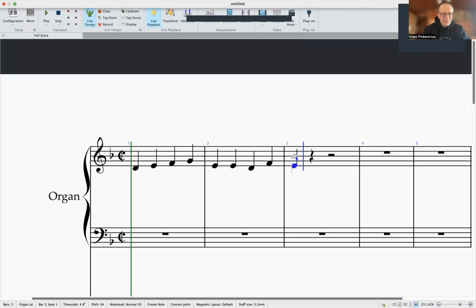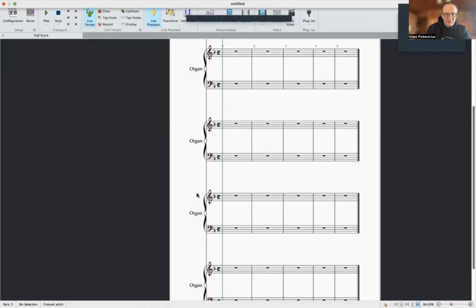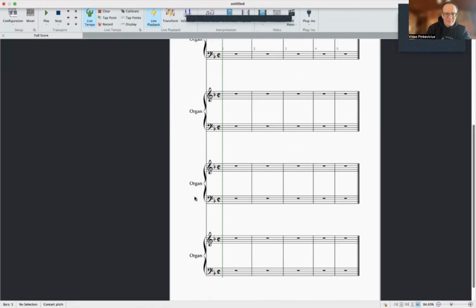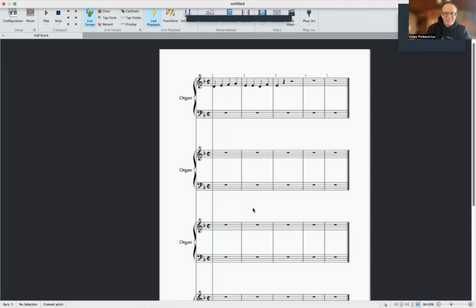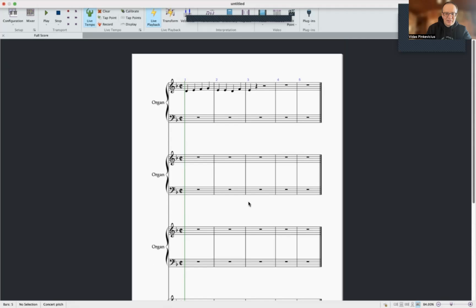Today I'm delighted to be able to teach you about how to read different clefs, basically 10 clefs. I made a score with 10 sets of lines, and we'll use one melody in all these systems.